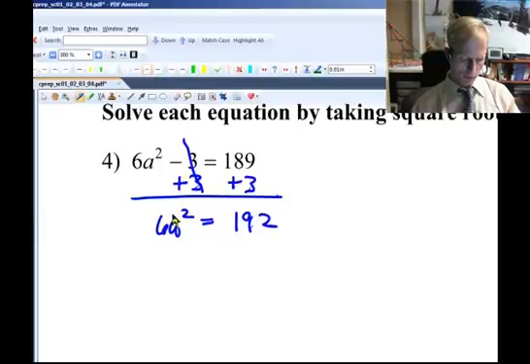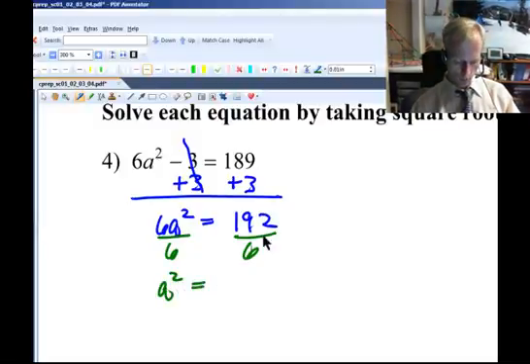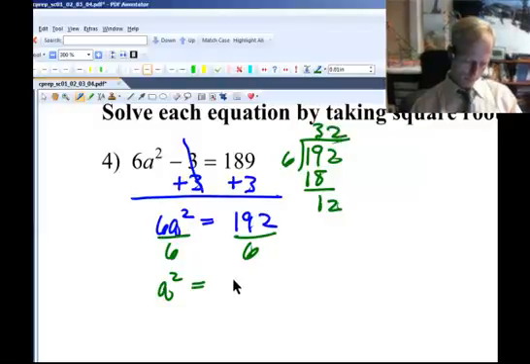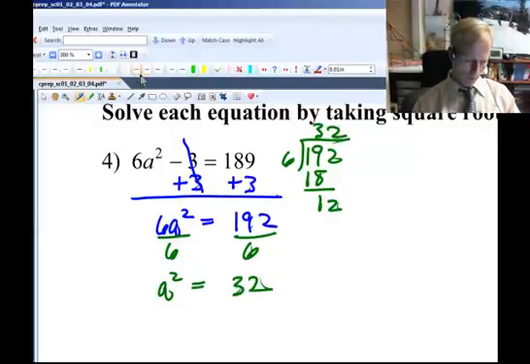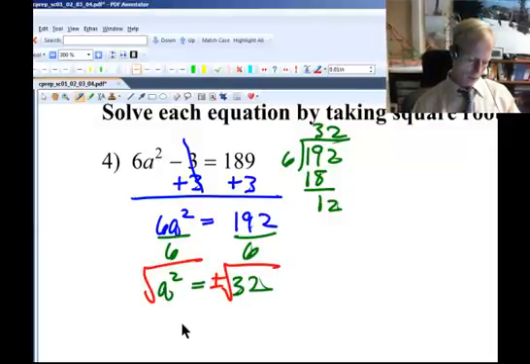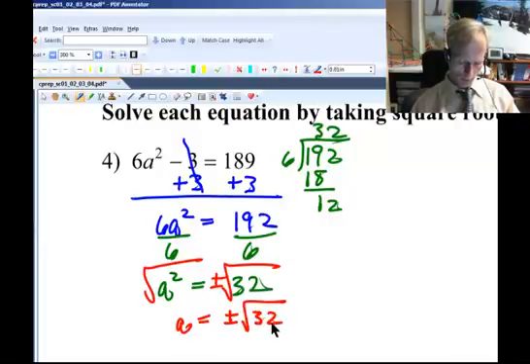Alrighty. So then I need to divide by 6, and that leaves me with a squared equals, let's see, 30, I better divide this out just to make sure. So that's 32. Now I'm ready to take the plus minus square root of both sides of the equation. And I get a equals plus or minus the square root of 32.